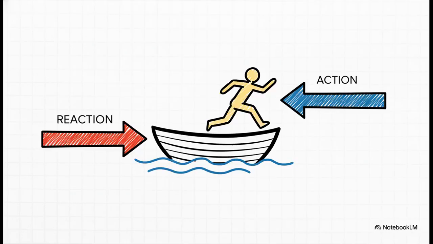A classic ASVAB example is someone jumping from a boat. When Sarah pushes off the boat to jump forward, that's the action. The reaction is the boat moving backward. It's the exact same principle as the recoil on a rifle. The action is the bullet firing forward. The equal and opposite reaction is that kick you feel against your shoulder.